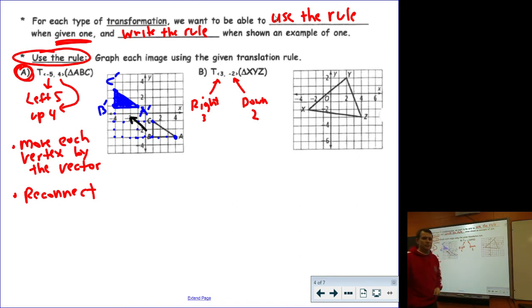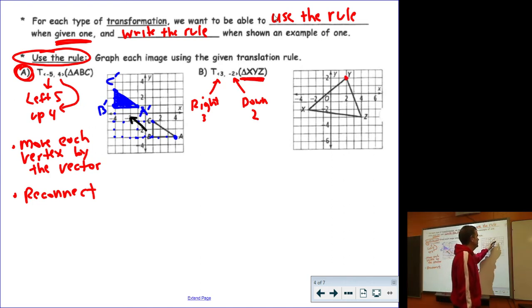So if you see this rule, could you use this rule? Could you take triangle XYZ and use the rule? Pretty easy, right? Right 3, down 2. So I take each corner and go right 3, down 2.